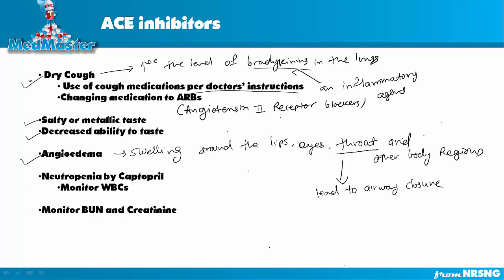Now there's a particular drug in this class called captopril. It can cause neutropenia, which is basically decreased white blood cells. So you want to monitor the white blood cells before you give the medication and periodically to make sure the patient's not going to have neutropenia. And since this medication decreases the blood flow to the kidneys, you really want to monitor the BUN and creatinine, which represent kidney function.